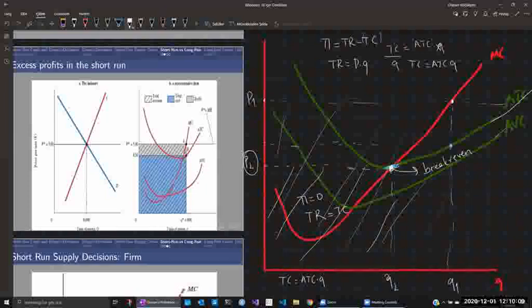But the question is, what happens if the price level in the short run is lower than this break-even point? For example, let's say the price level is lower than this P2 level. Then, still, the profit maximization rule tells us the optimal production is at Q3, right? And what is total revenue?